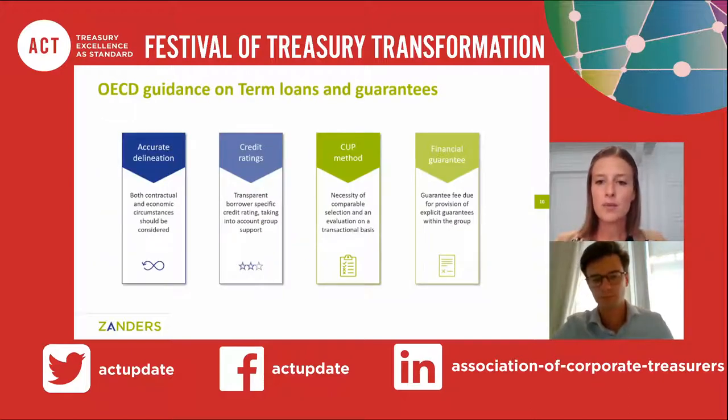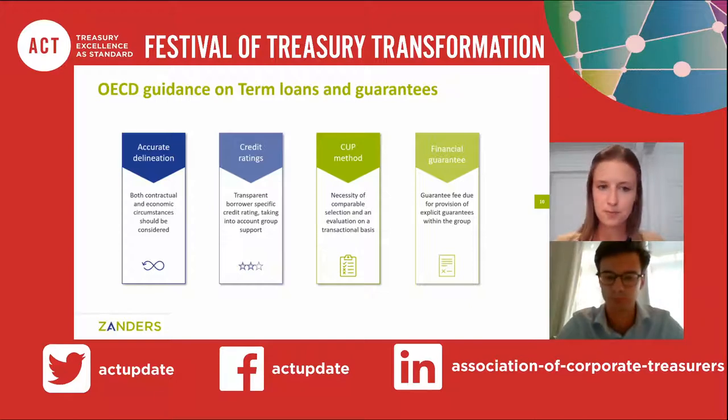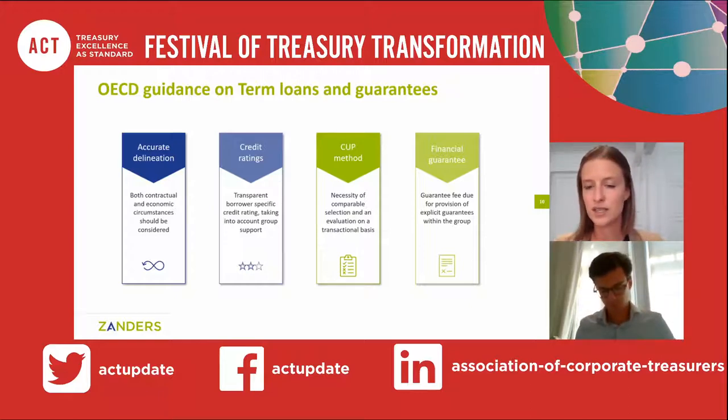So first, let's go into some more detail about the OECD guidance and what came out of that document that, of course, already had a discussion draft in 2018, but then the final document was published in February. The final document on term loans and guarantees actually didn't really have a lot of shocking differences compared to the discussion draft. But so there are four main elements that we can take away from that. And the first one is the accurate delineation.